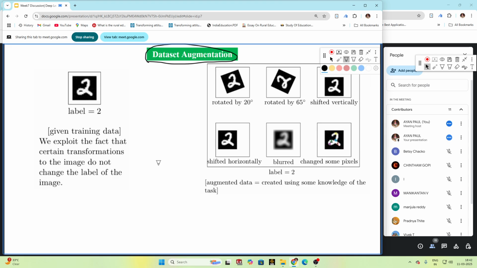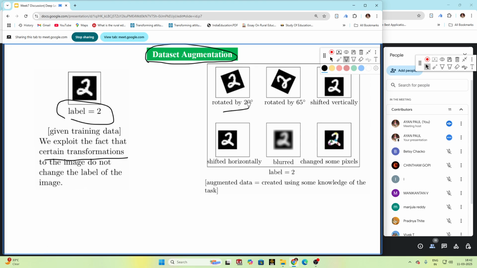The MNIST dataset consists of, I am not remembering the exact number, I think 75,000 images of handwritten digits. This image is one of the images of this MNIST dataset. Now this image has the label 2 because 2 is written on it. Dataset augmentation exploits the fact that certain transformations of the image do not change the label of the image. What type of transformation?